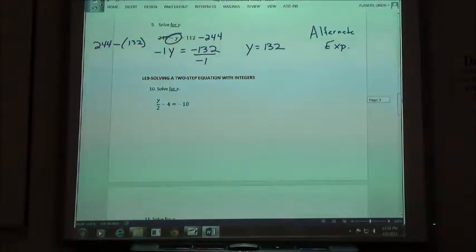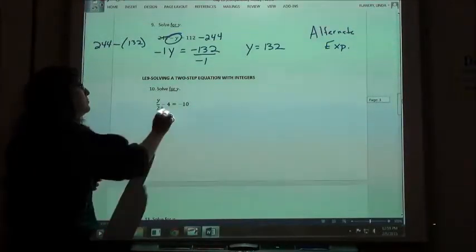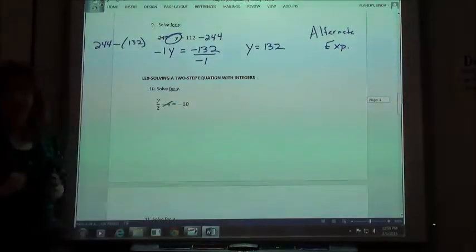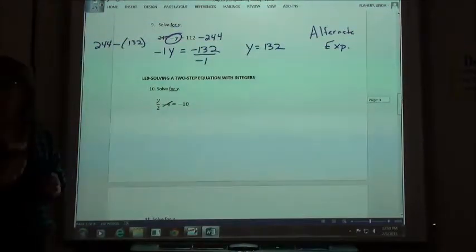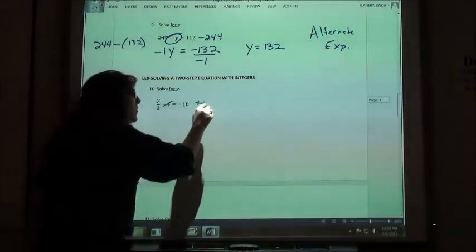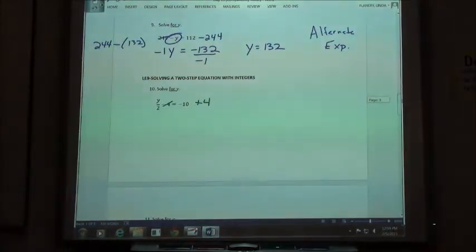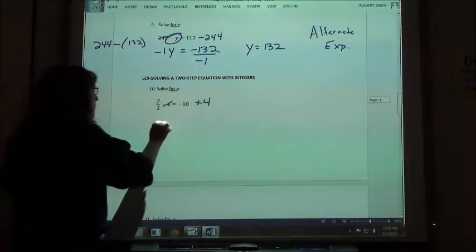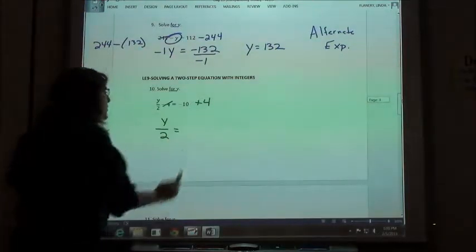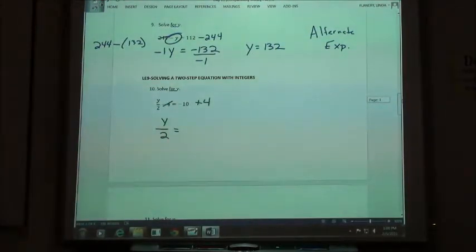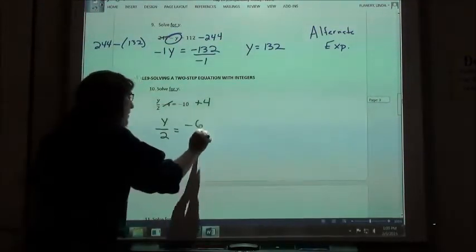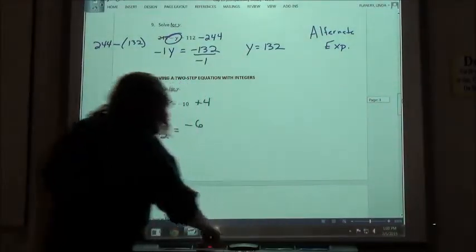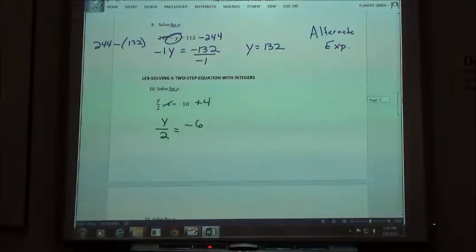First thing I want to do to solve that is what? Negative 10 plus a negative 4? Not plus a negative, just plus 4. This is a minus 4. When I move it over, I got to do the opposite, plus 4. So I have y over 2 equals, and what's negative 10 plus 4? Negative 6. So now, if I want to solve that for y, what do I do?